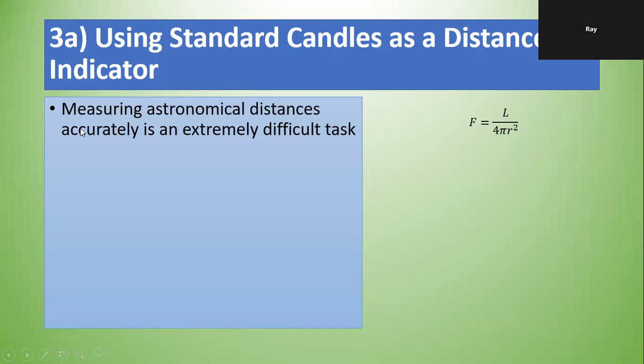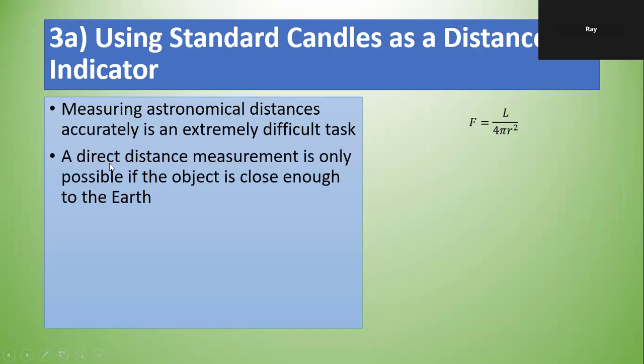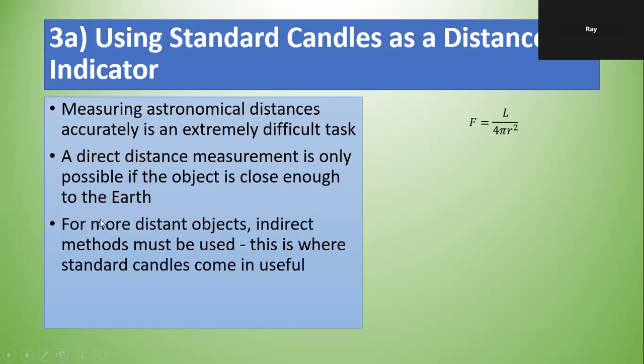Measuring astronomical distance accurately is an extremely difficult task. A direct distance measurement is only possible if the object is close enough to Earth. Right? That's direct method, the Sun and the Earth. For more distant object, indirect method must be used. This is where standard candle come in usefulness.